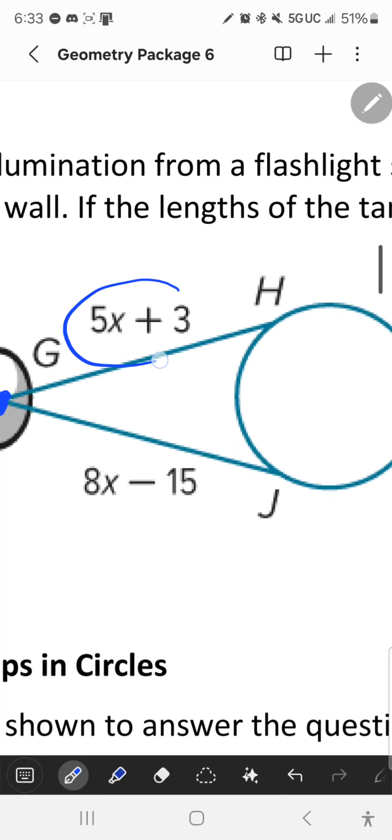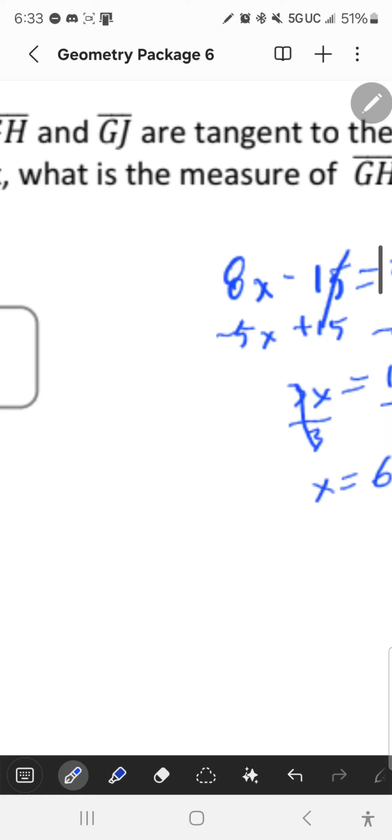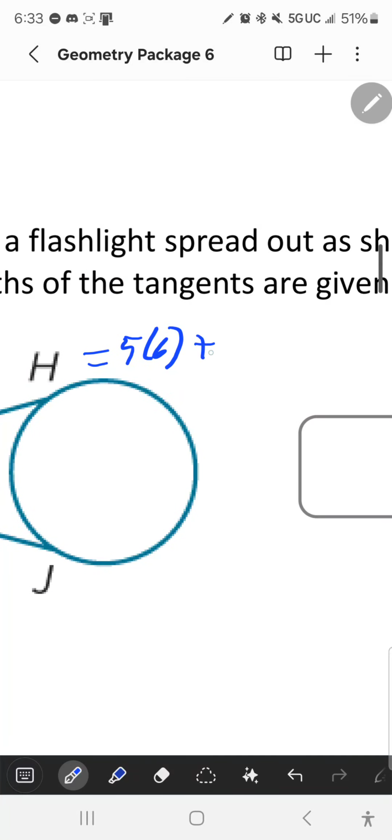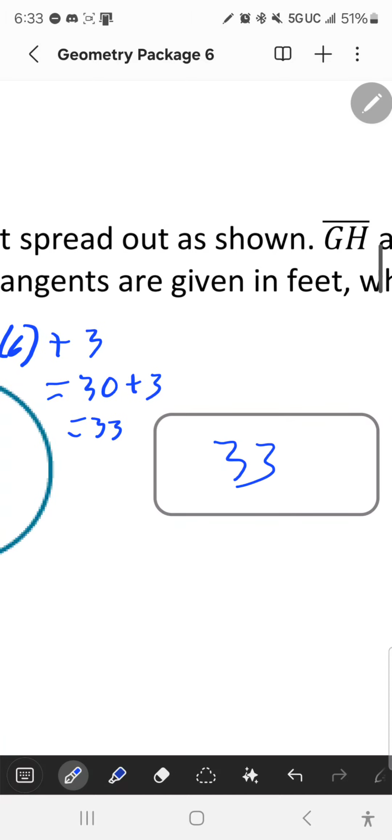But we know that GH is 5x plus 3 and x is 6, so it will be equal to 5 times 6 plus 3. 5 times 6 is 30, plus 3, which is 33. And this is our answer, 33.